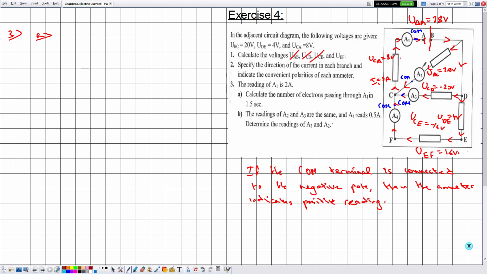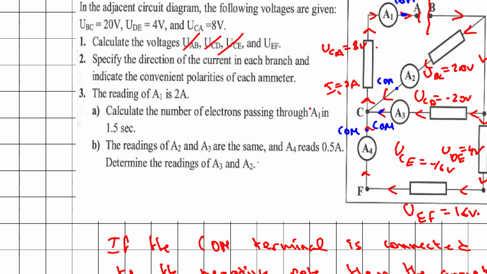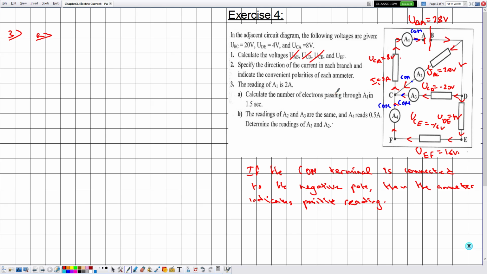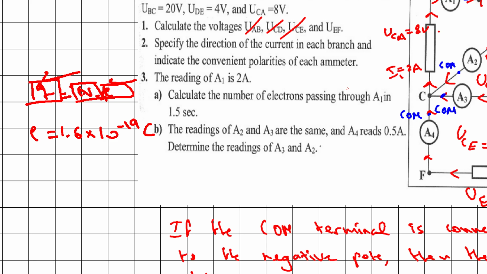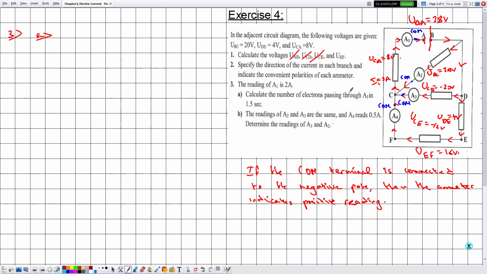They are telling me to calculate the number of electrons passing through A1 in 1.5 seconds, and the number of electrons corresponds to N. So in order to calculate N, we know that Q is equal to N multiplied by E. In order to determine N, first we need to determine Q and E, okay? Now E, we know, is given by 1.6 times 10 to the power minus 19 coulombs.